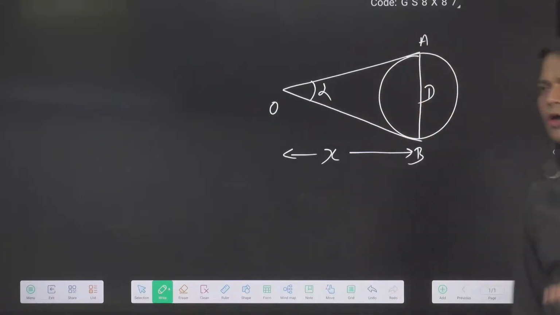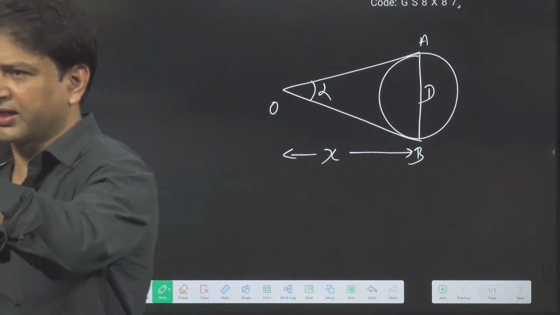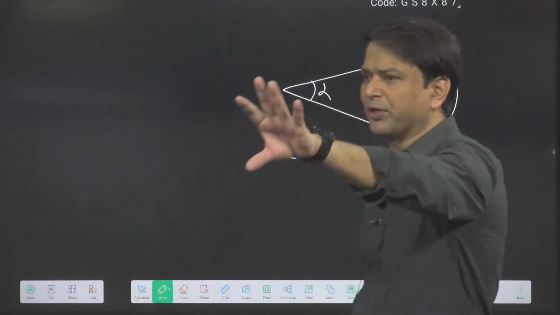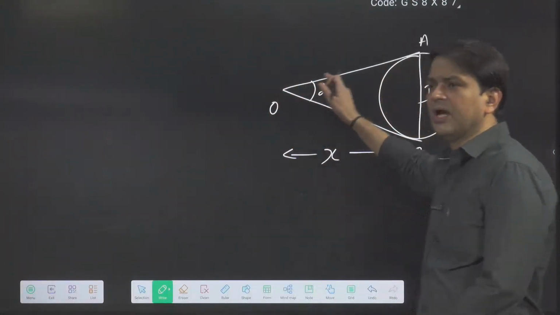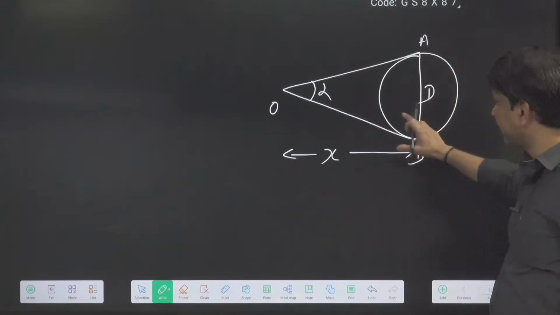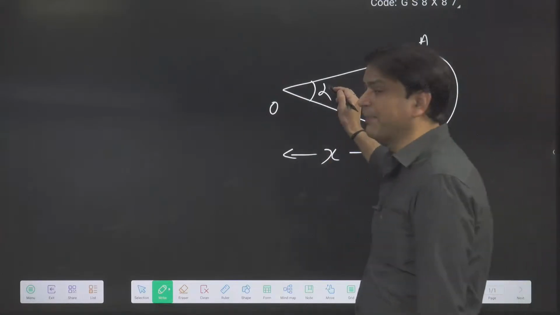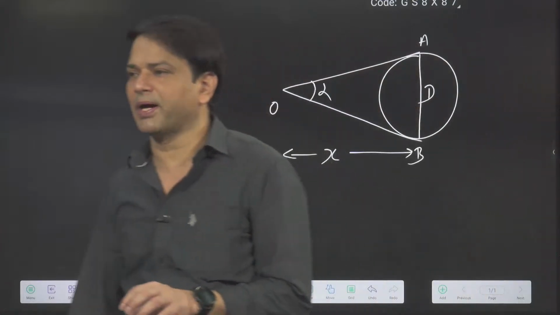Any far object is there, and that object's diameter is making an angle, or subtending an angle alpha, at any point O. Suppose the observer is here and this object is far and its diameter is making an angle alpha at the point O. So this alpha is called the parallax angle.